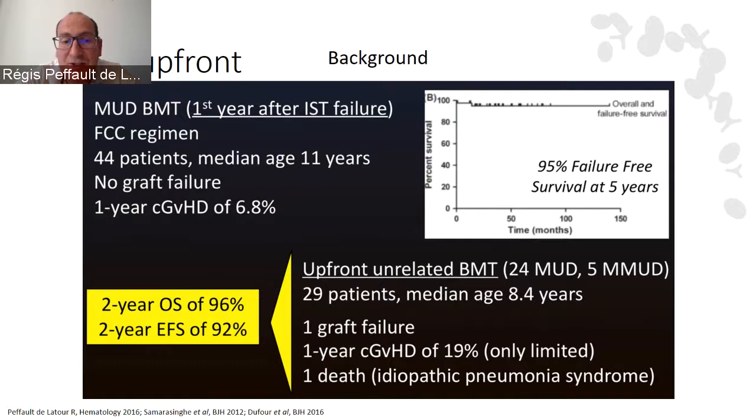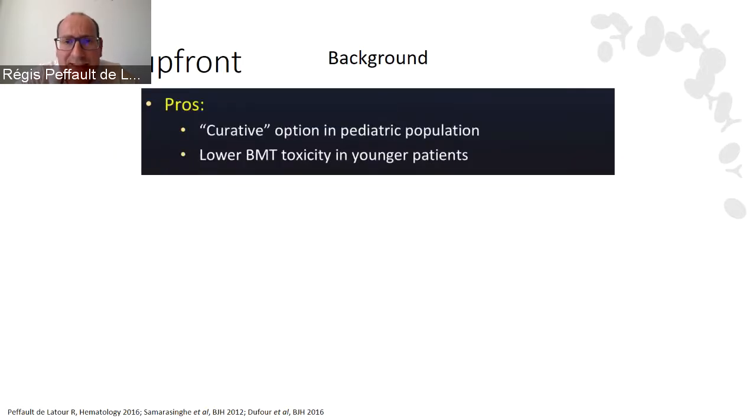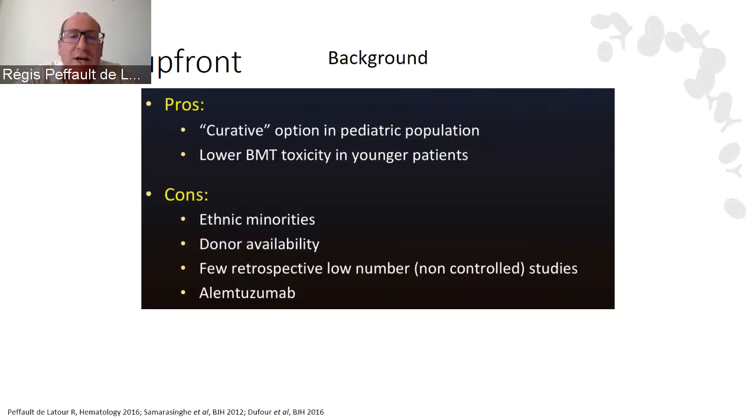But as you can see, using a matched unrelated donor upfront in pediatric patients was giving outstanding results, with only one graft error, very few rates of GVHD, and only one death. So, of course, we came to the next point. This is the next slide. And I think you can go twice because there are the pros and cons.